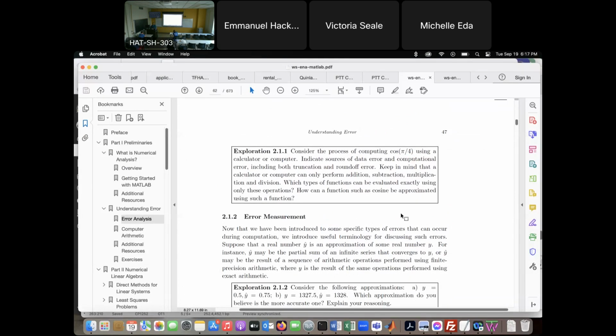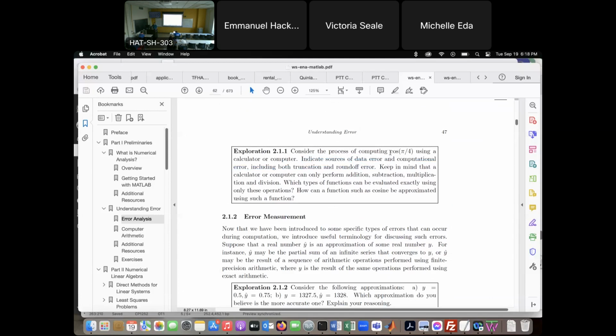The exact value is square root of 2 over 2, but you're not gonna get that exact value from MATLAB. So this is where you indicate where the computational error comes from. Where are we getting truncation and round-off error?